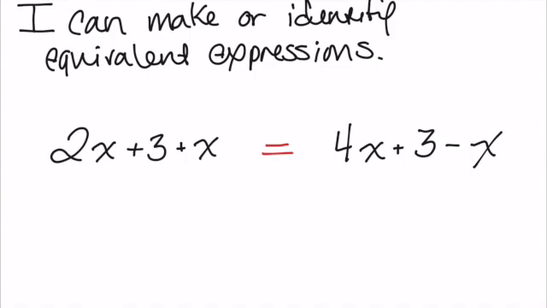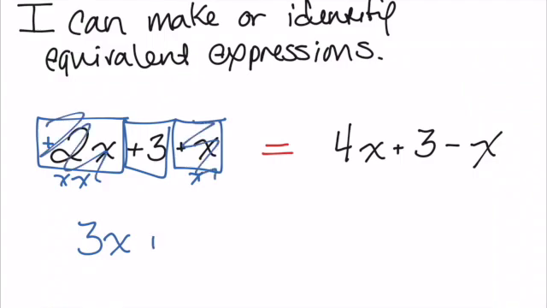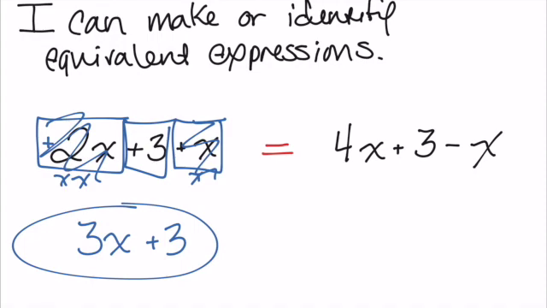Let me show you. If I put mine in boxes and I simplify this, which means make it as short as I can, here I have two x's and here I have another x. So that gives me a total of 3 x's. And then I just have that plus 3. I can't do anything with it. So that's as simple as I can get that one.